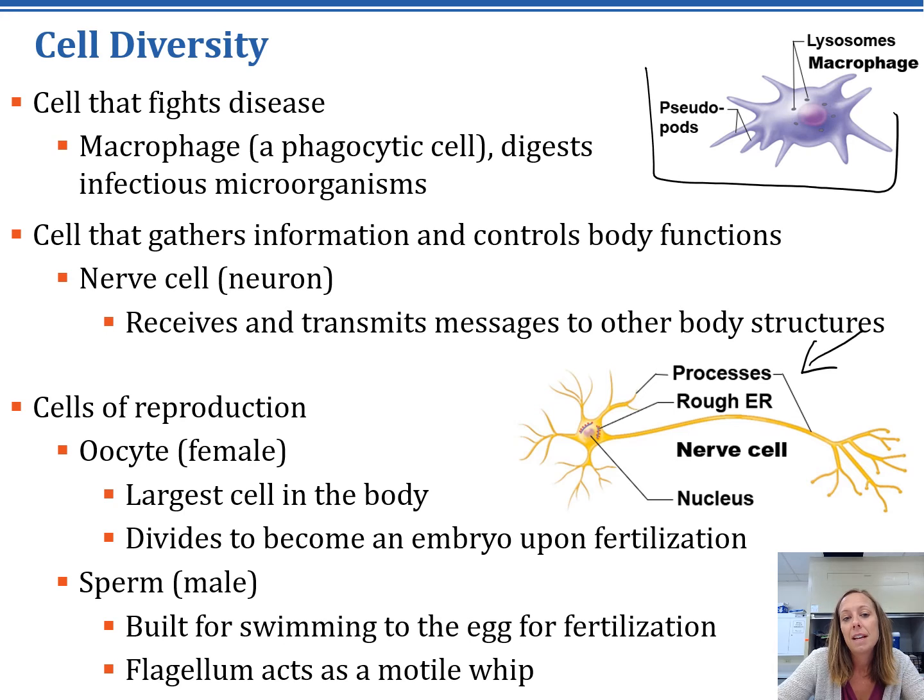Lastly, you have cells that are used for reproduction. In females, you have oocytes, which are the largest cells in the body, and they divide once they're fertilized and become an embryo. Then you have sperm for males, which are small. They don't have a lot of information within them. They just have DNA, and they swim. That's what they're built for, so that they can reach the egg and fertilize it.